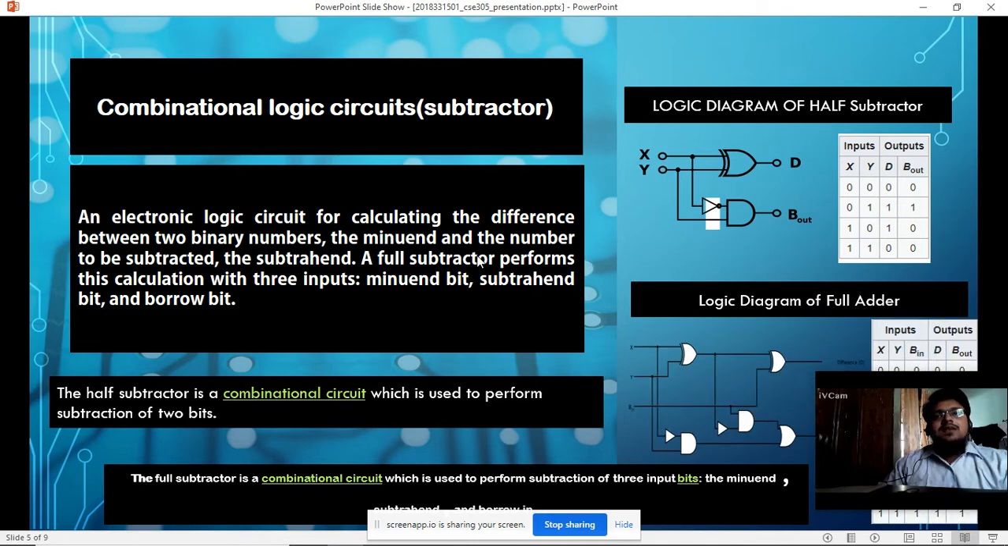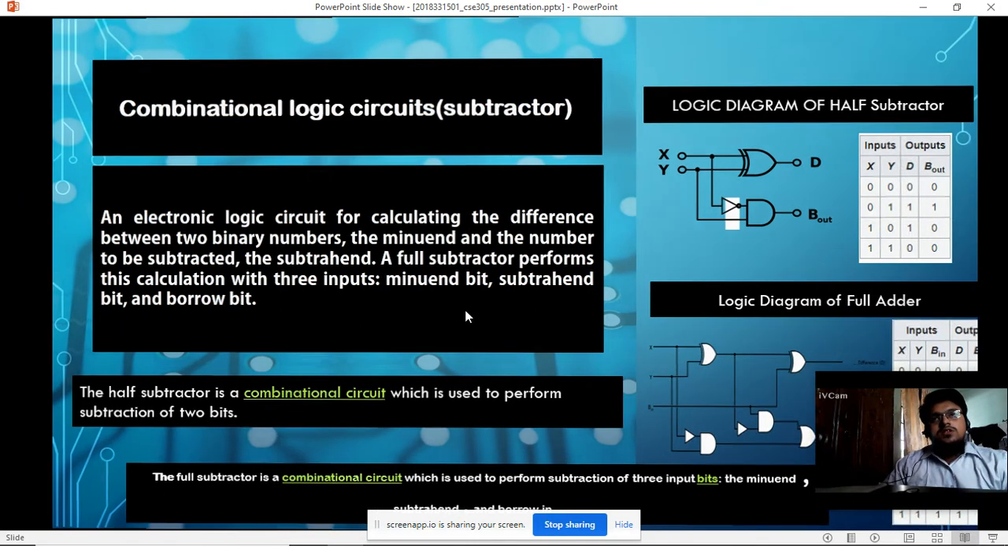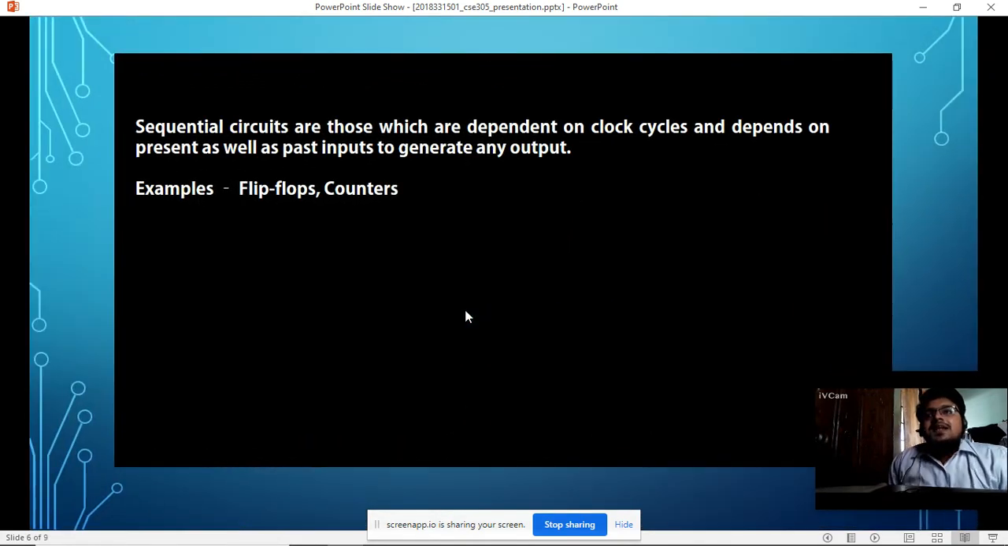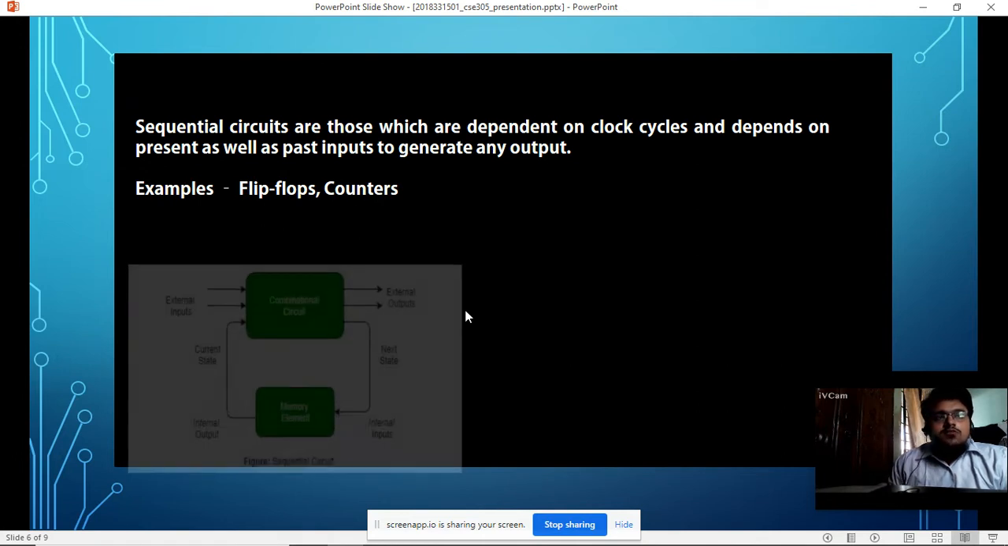So this is my second slide about combinational logic circuits. On the next slide, I will now discuss sequential circuits. So what is a sequential circuit? Sequential circuits are those which depend on clock cycles and depend on present as well as past inputs to generate any output. For example, we use sequential logic circuits in flip-flops and counters.